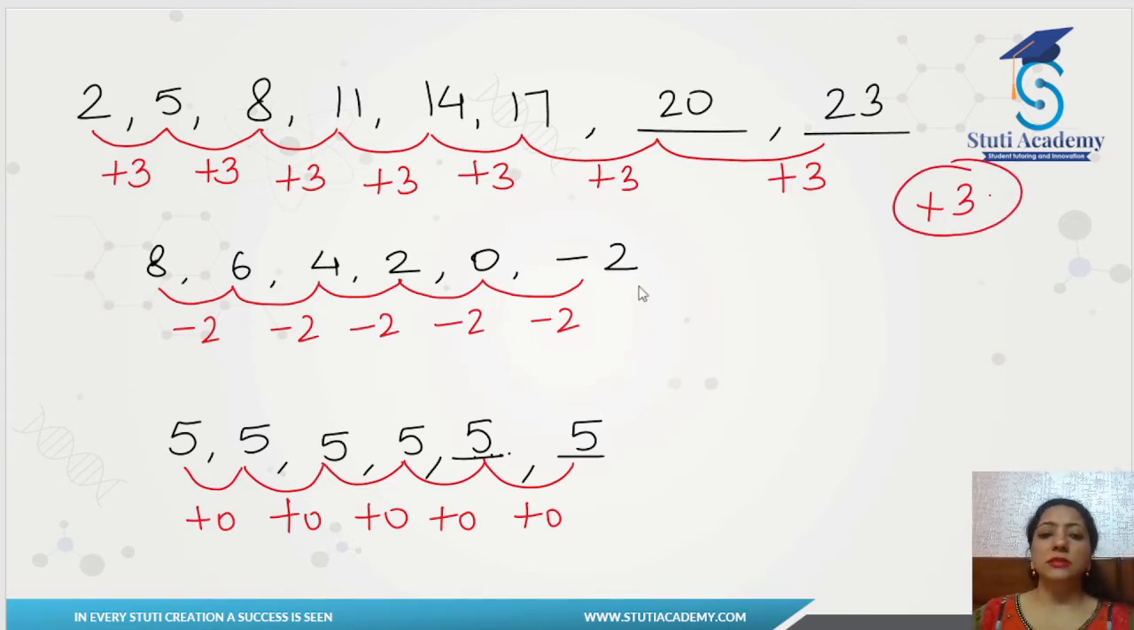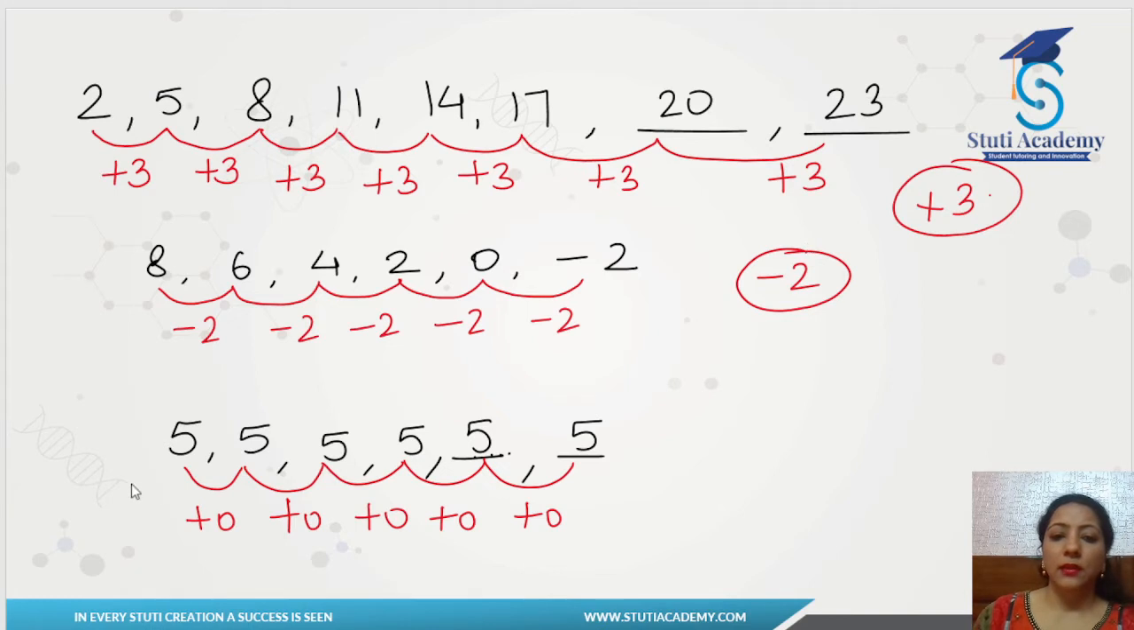Now coming to the next list of numbers, we have 8, 6, 4, 2 and so on. Here we are adding minus 2 every time to get the next number. So we started from 8 and we added minus 2 every time. So here we are adding a fixed number, that's minus 2. And in the last one, we are adding 0 every time to get the next number.